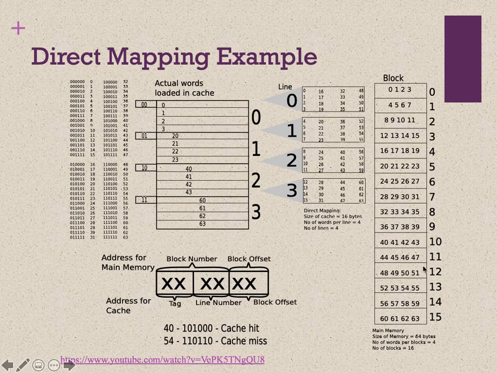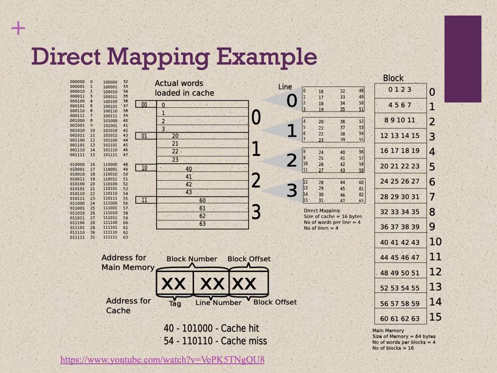And how do we know the address bits? So these are 64 words. For 64 words, how many bits do we need? It's 6, because 2 power 6 is 64, right? So these are our 6 bits. And for the main memory, we use the least significant bits as the block offset, because there are 4 words per block. So we need only 2 bits, because 2 power 2 is 4.